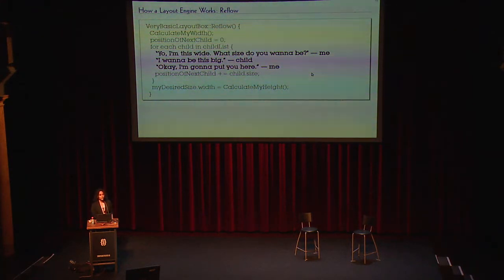Or whatever it needs to do, and it says, I want to be this big. And then I, as the parent, say, okay, that sounds good, I'm going to put you over here. And then we'll advance to the next child and presumably increment our position in some fashion. If you're doing inline layout, you'll go across, and if you're doing block layout, you'll go down, and then you move on to the next child and do it over again.